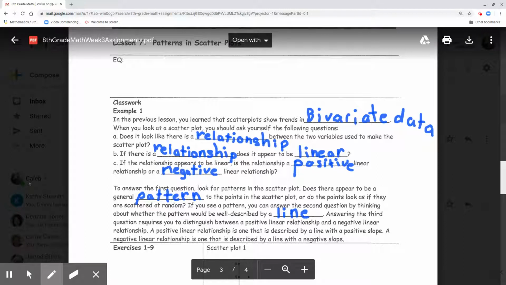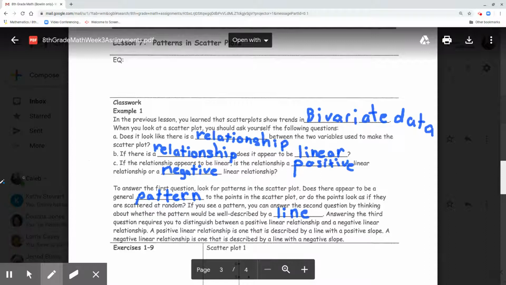Part B says, if there is a relationship, does it appear to be linear? So we're checking to see if there's a line that you could potentially draw through them. That's called a line of best fit, but that'll be a different day. And then part C says, if the relationship appears to be linear, is it a positive linear relationship or a negative linear relationship? Think back to when we've been working with linear equations, and we were discussing how to tell the difference between a positive sloping line and a negative sloping line.